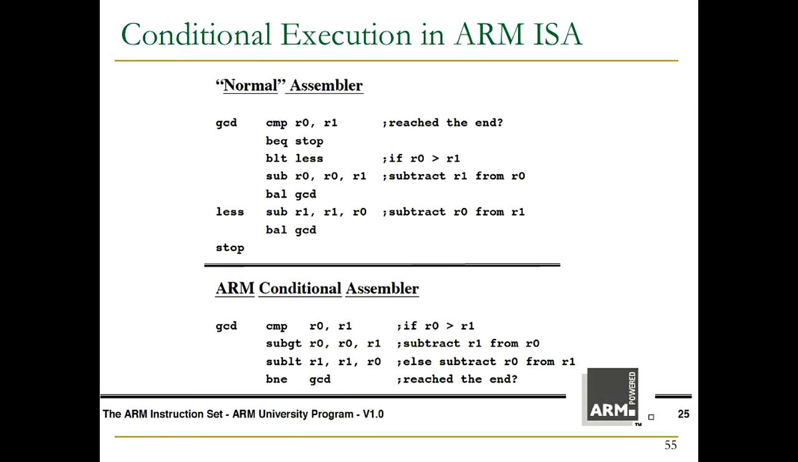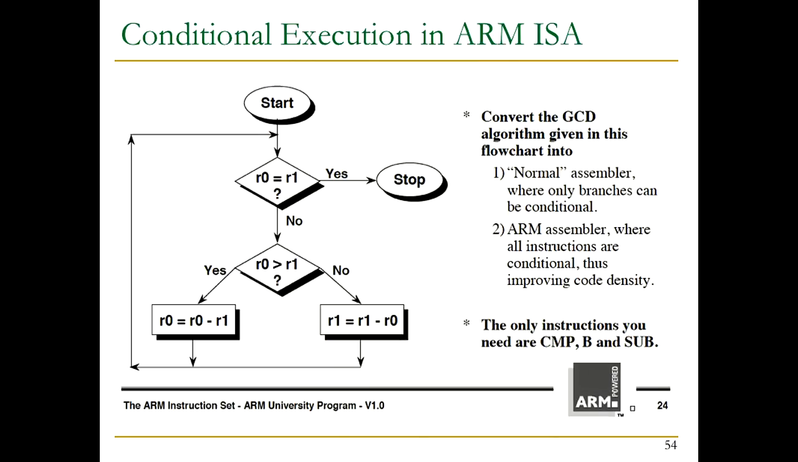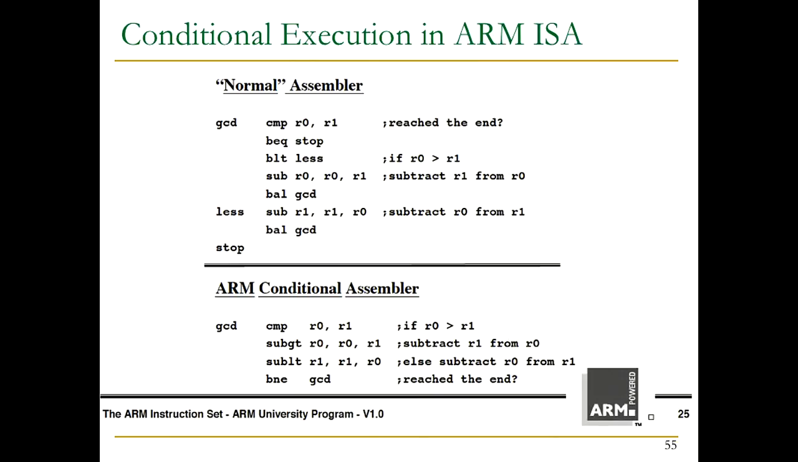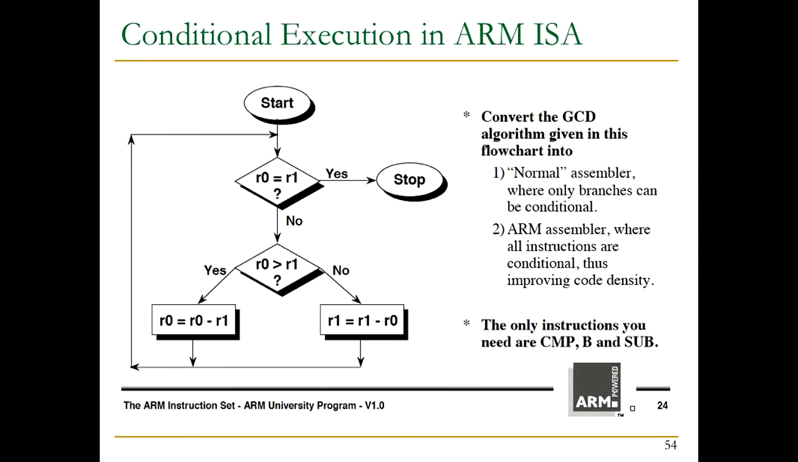Okay, anyway, you can go through the code. But this is the normal code that you would write without predicated execution. It's basically this code converted to branches, which is easy. And this is the code that you would get with predicated execution. Simply, you compare R0 to R1, in this case.